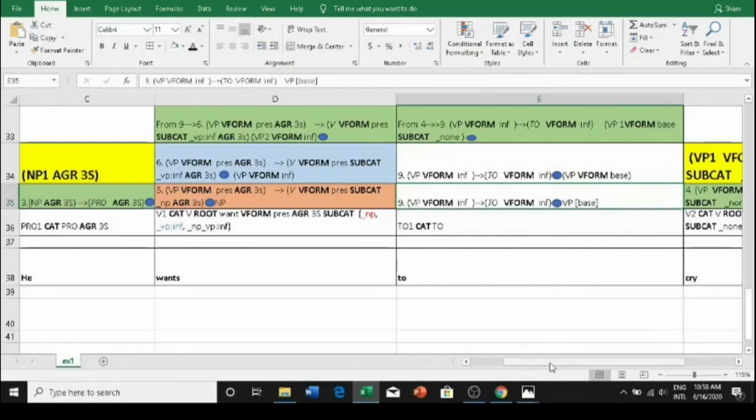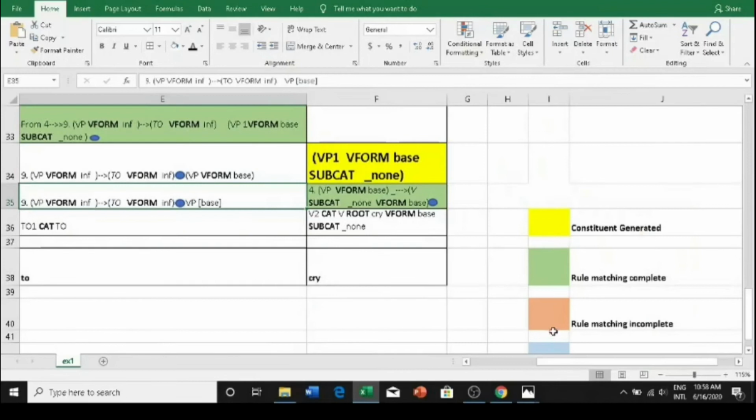Okay, now to move forward with rule number 9, we need a verb phrase with a base restriction, base form of verb on the right. Which we need to see whether we can get it from the next part of the sentence. Okay, so we are now going for the cry part. So this is the lexicon entry for cry, and we need to find a rule that perfectly matches this lexicon entry on the right side of the production.